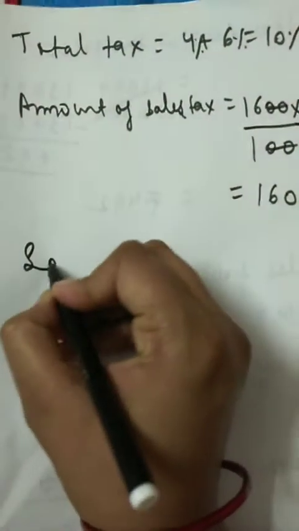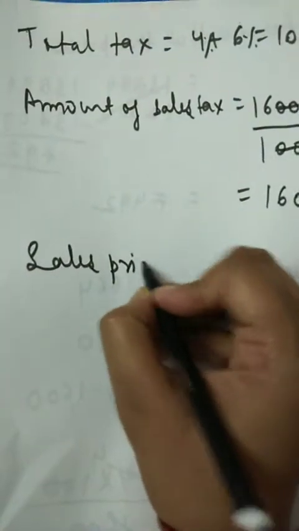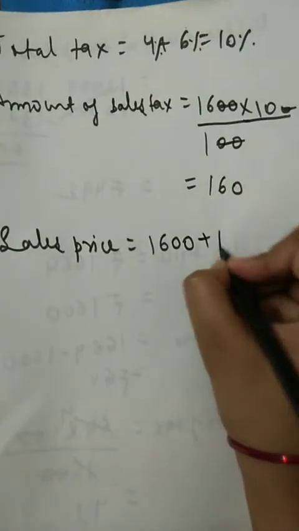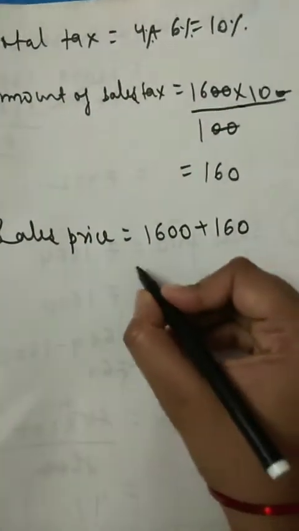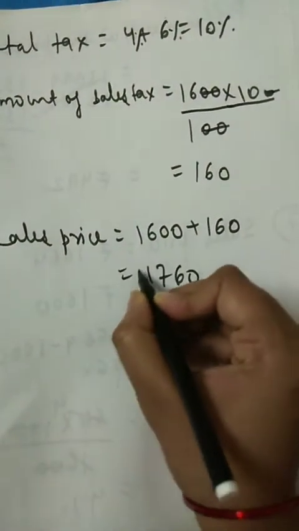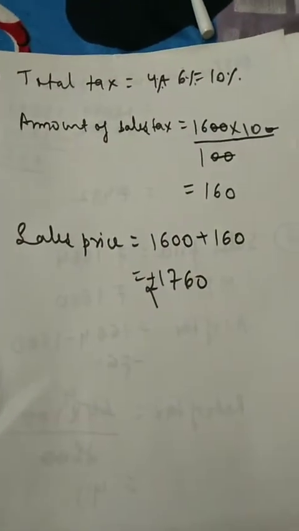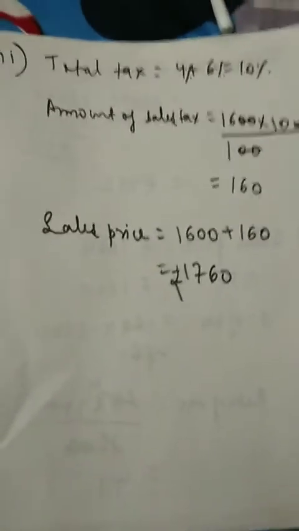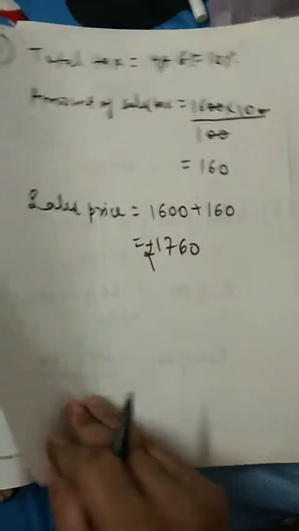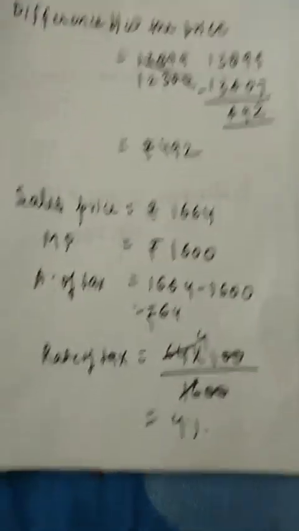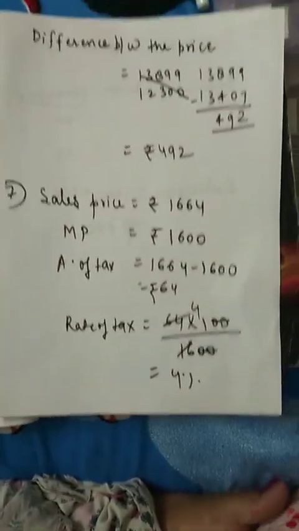Now the final sales price will be 1600 plus 160, which will be equal to rupees 1760. So this is the final answer which the customer, the person, has to pay. You can see the question. I'm going to solve it in this way.